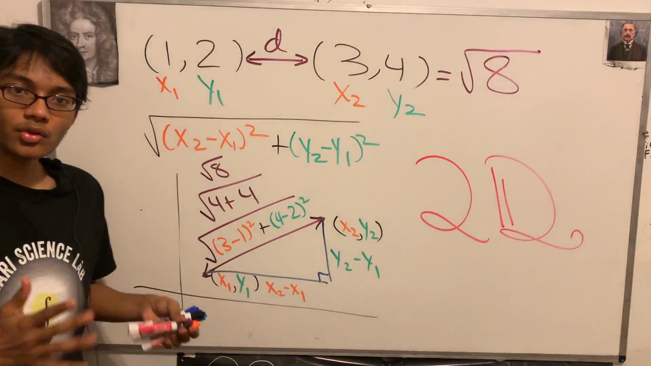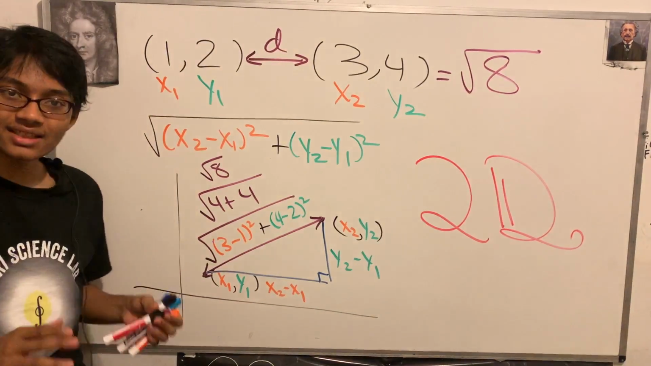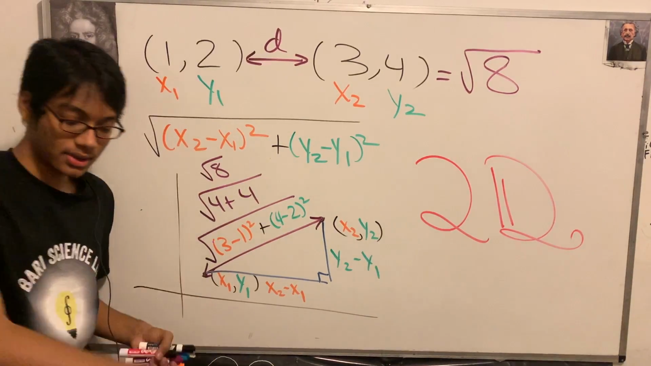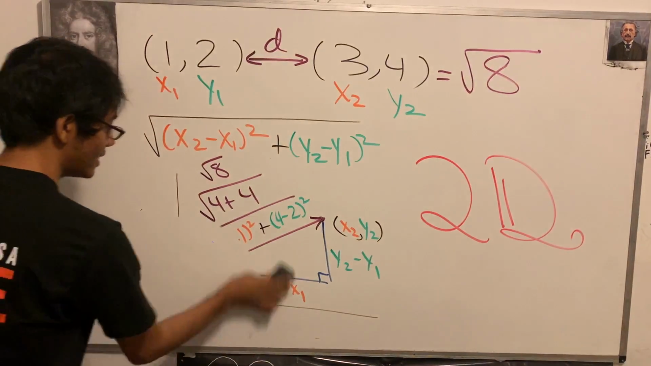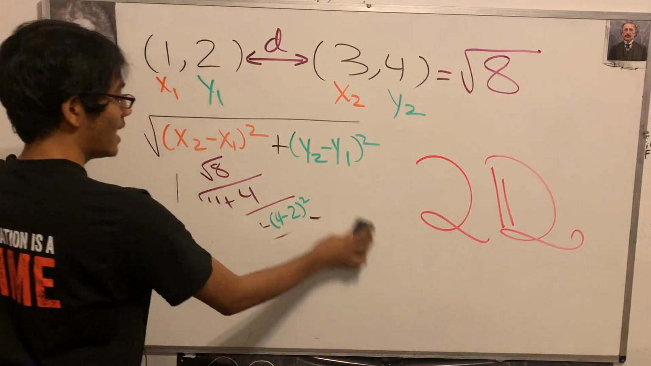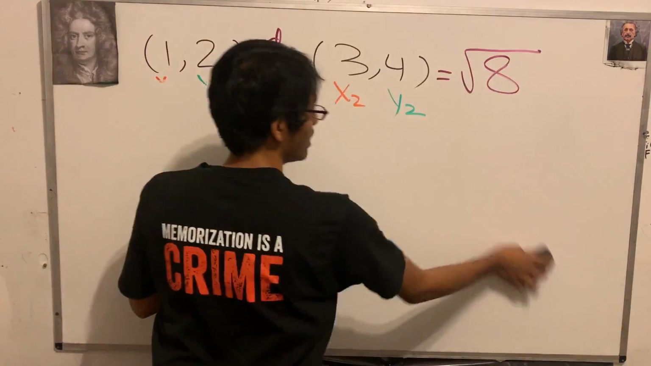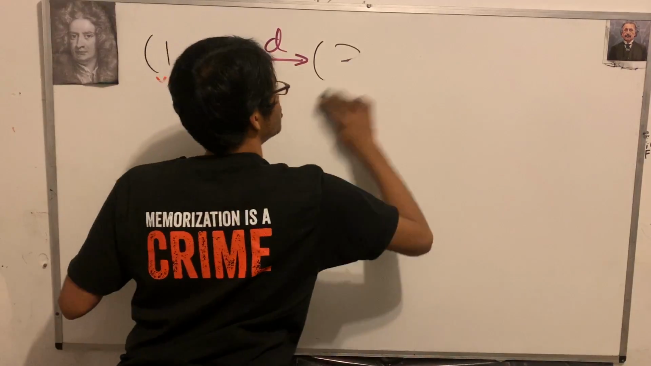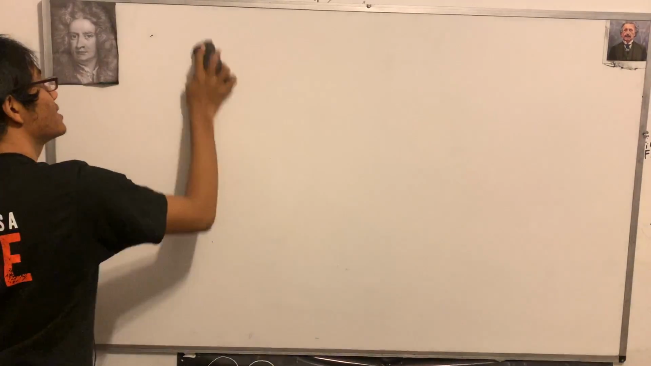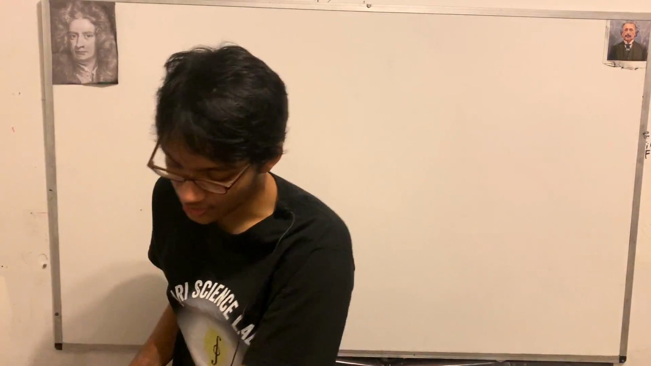But here's a critical question. How can we extend this to 3 dimensions? In other words, how can we find the distance between any 2 points in 3D space? Now, if this seems very abstract, don't worry. We're going to visualize it in just a sec, because this is something that's really easy to visualize, actually. If I give you 2 points, let's say here and here, how do you find the distance between my 2 fists?